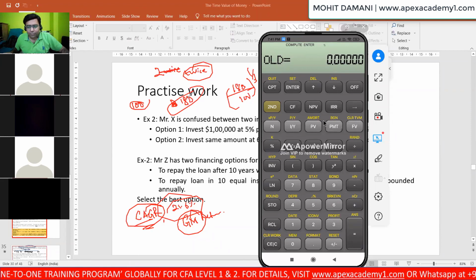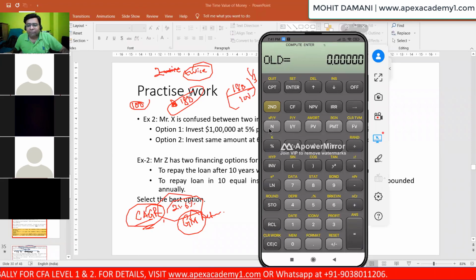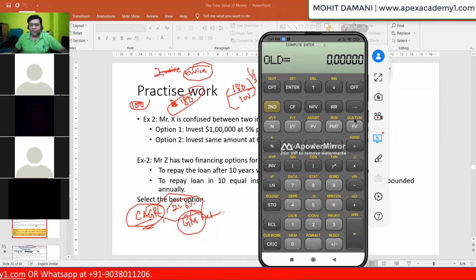except for the time value of money function. There we will have to use clear TVM. So there is a specific button CLR TVM, that is clear TVM. To clear these 5 buttons' data, you will have to use this function. Except for that, the data of all the functions can be cleared using this particular button.